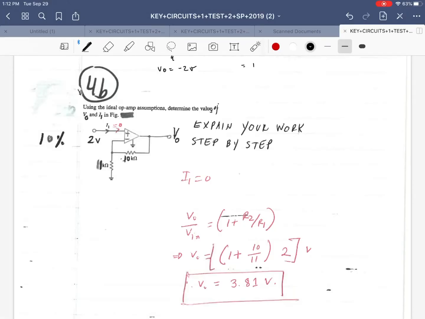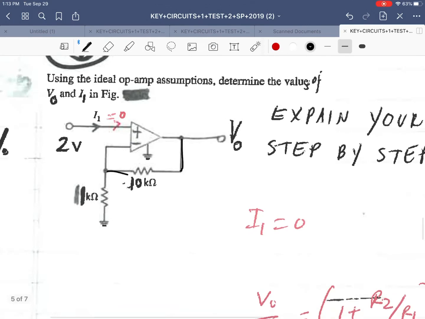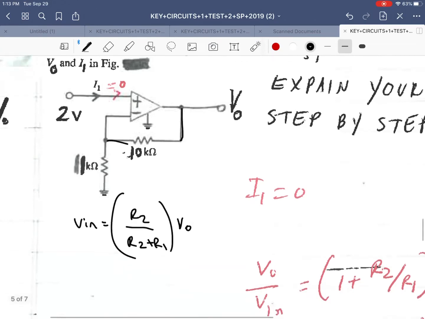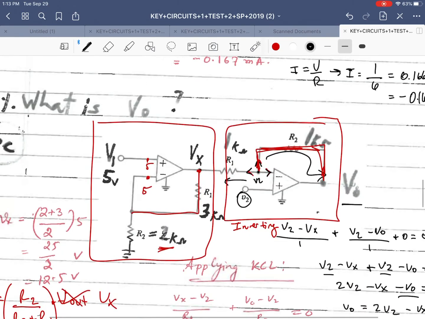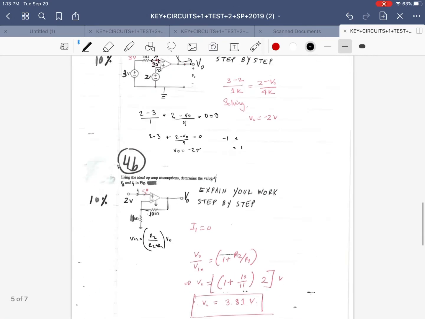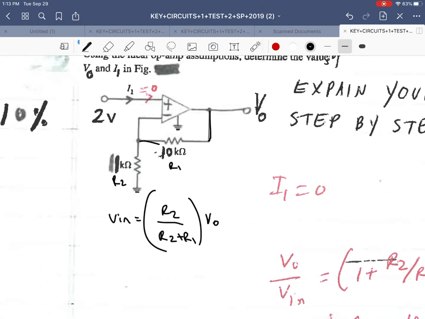Okay, so this one we want to find VO and I1. Alright, so you can see by looking at this, this is going to be a non-inverting op-amp because the branch is down here. And the equation, remember, for non-inverting is going to be Vn is equal to R2 over R2 plus R1 times VO. And so let's see how he does the resistors. Yeah, okay, so R2 is over here, R1 is up there.